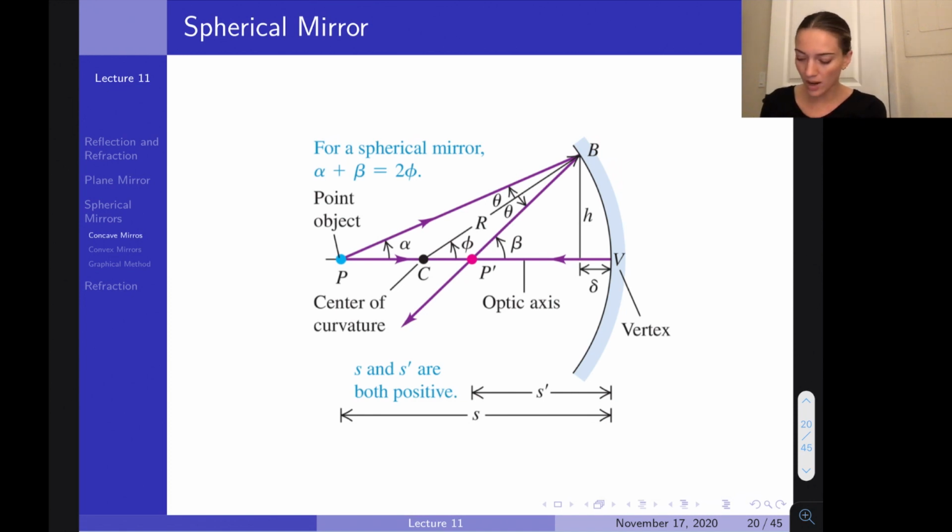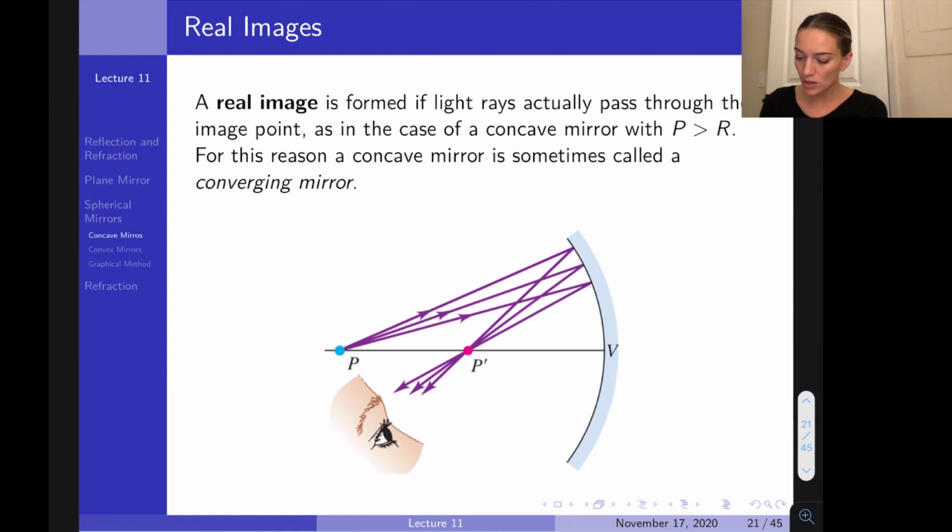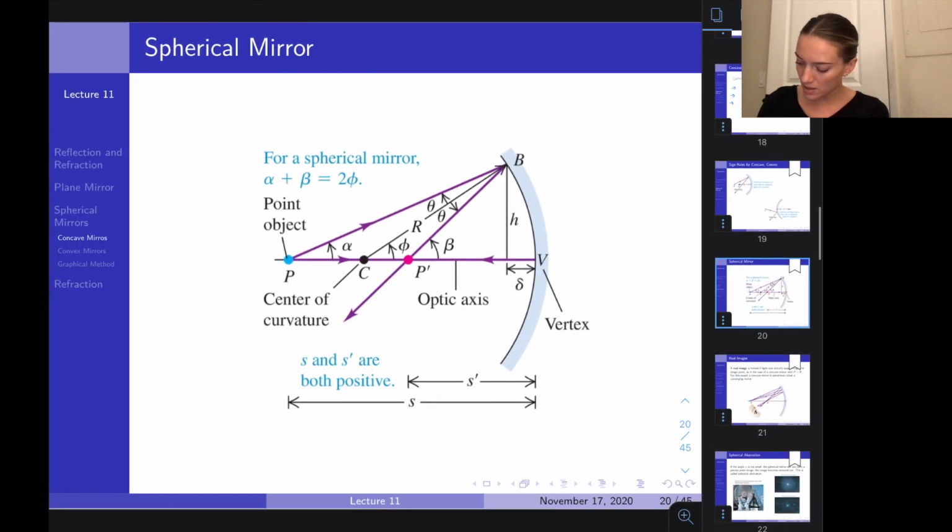Now, like I said, we're going to derive a relationship between the radius of curvature, S, and S prime. So, let me add a page here.